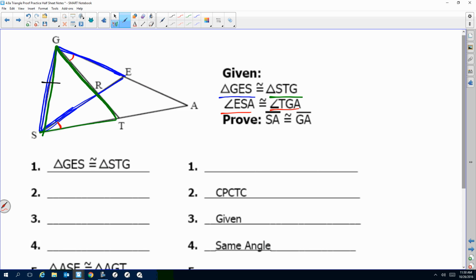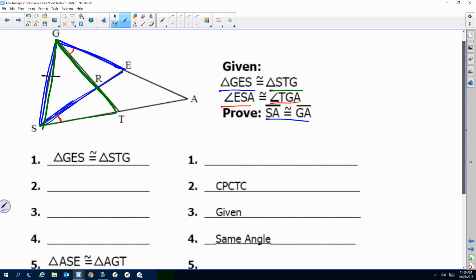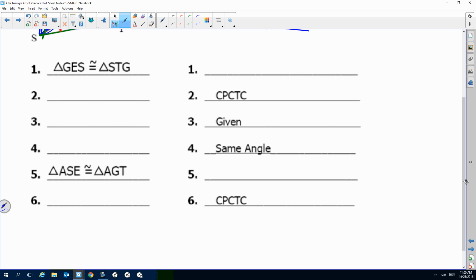All right, so are we okay on that part? And then what? Our statement here, prove SA is congruent to GA. That should be our last statement. So go ahead and let's put that in for our last statement. SA, segment SA is congruent to GA. What we're trying to prove should always be our last statement.